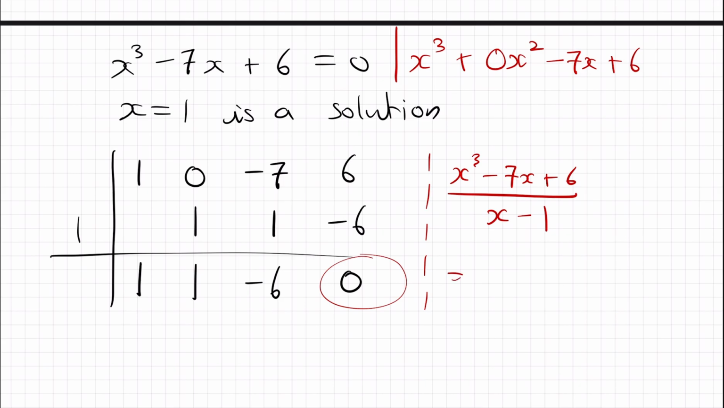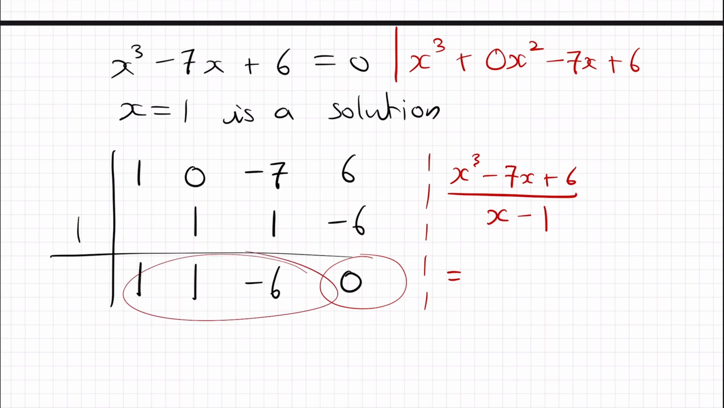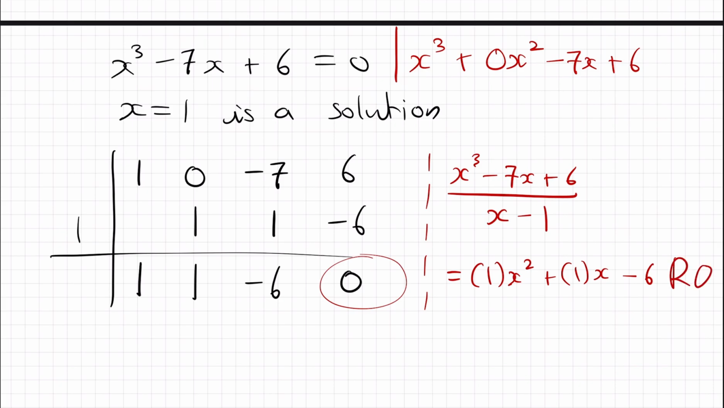And this is going to result. So these numbers we've got down here are actually the coefficients of the lower order polynomial. So we've got 1x squared plus 1x minus 6, and this 0 represents a remainder, so we can say remainder 0, but that just means it's a perfect factor.